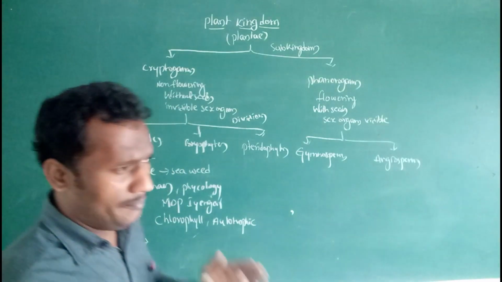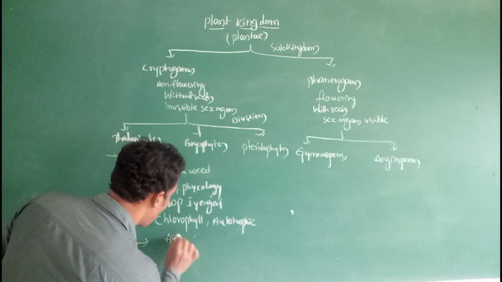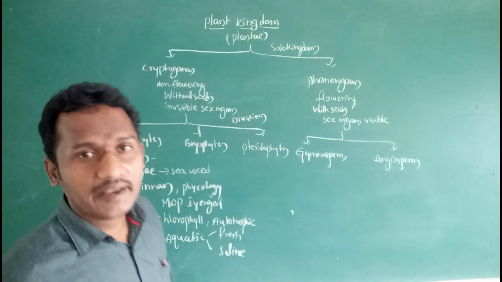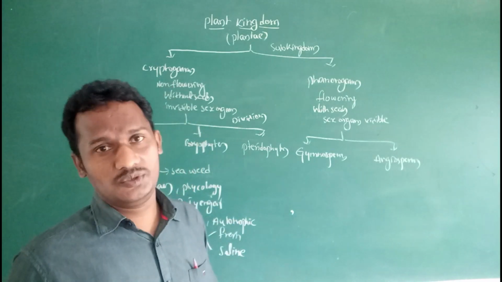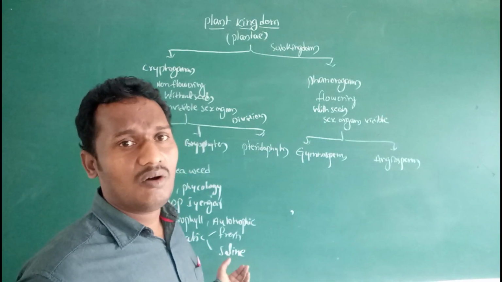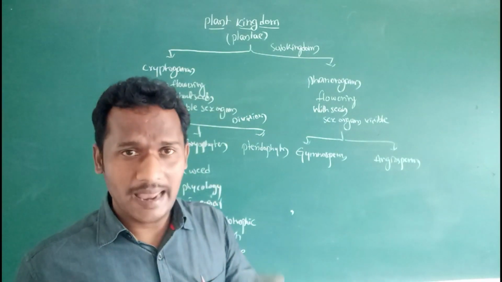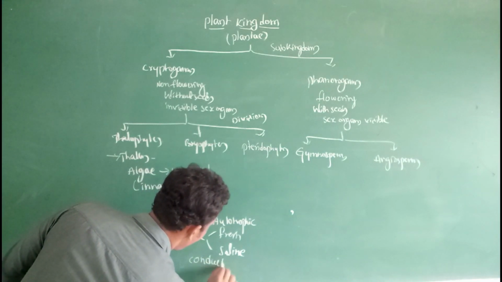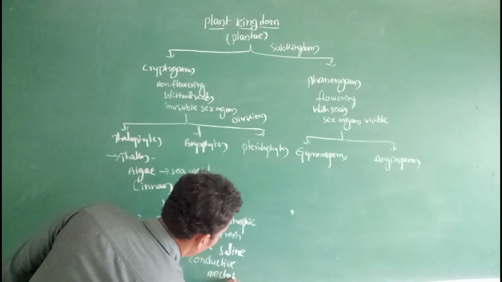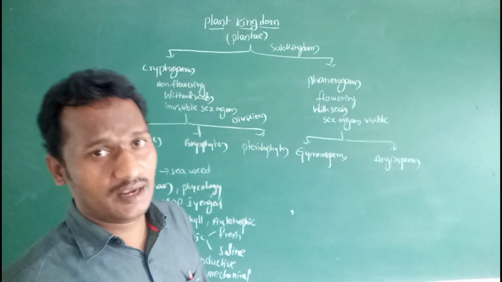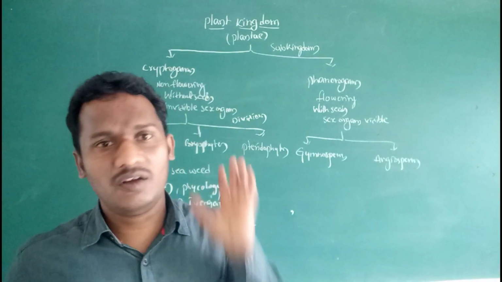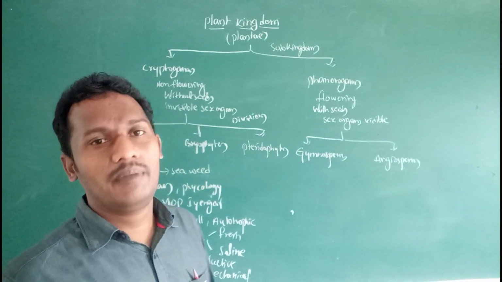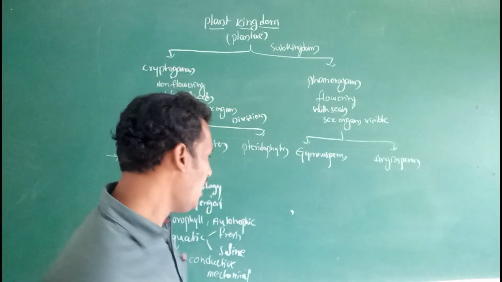These algal members habitat mainly in aquatic condition. So these are in fresh water, then saline water, that means marine water condition. That's why conductive tissues, xylem and phloem, are absent in algal members. These are lower organization of plants. Due to this, mechanical tissues are also absent. Both conductive and mechanical tissues are absent. Why? Because the habitat is aquatic, there is no need to conduct water. That's why both conductive and mechanical tissues are absent.